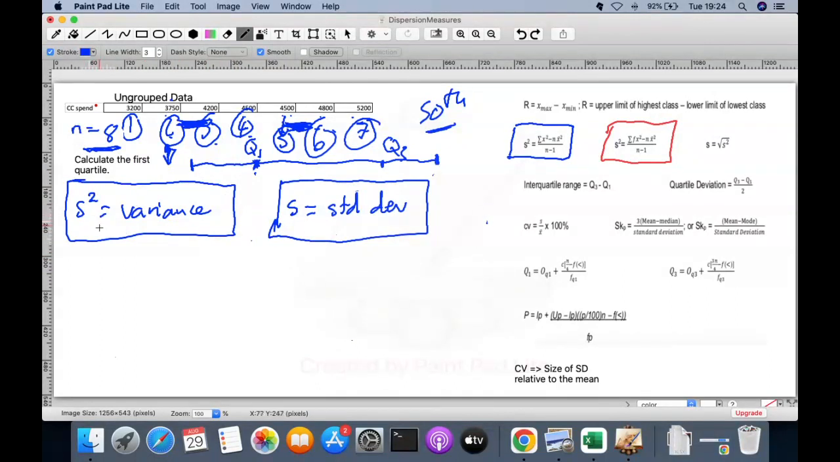All right, so let's say for this data we want to work out the variance. That means you need to calculate S squared, so you're going to use the formula in blue. If you look at all the terms in that formula, the first term on the numerator is the sum x squared.